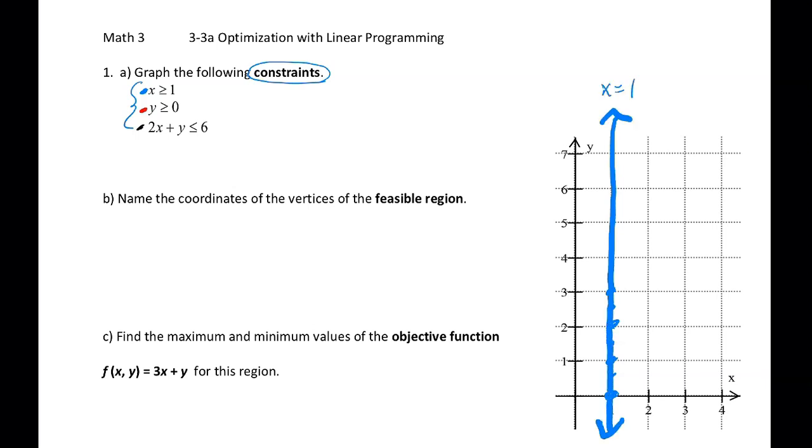And it says greater than or equal to 1, so we have a solid line since it's equal to. And greater than that, we'd shade on this side. I'm just going to do that very faintly at this point because we're going to have a lot of shading here. The next line's in red.